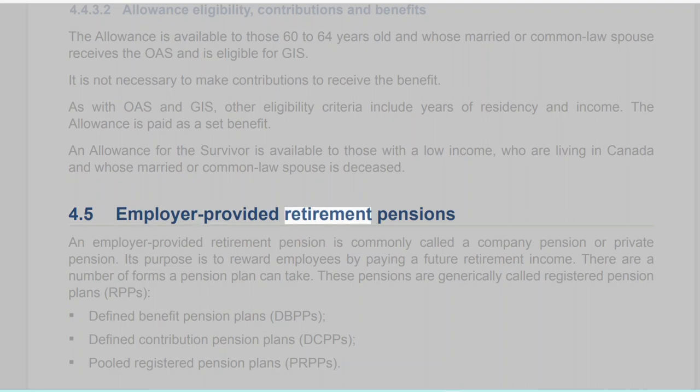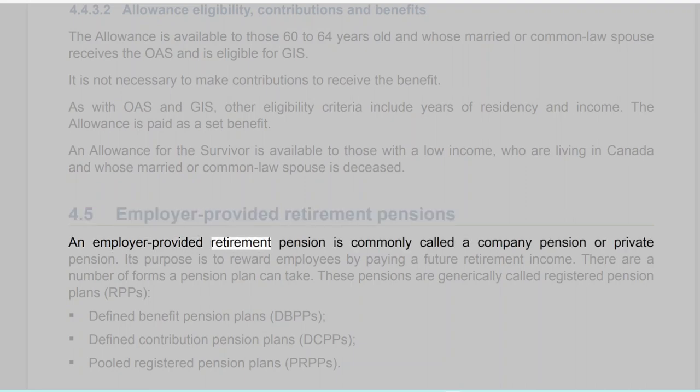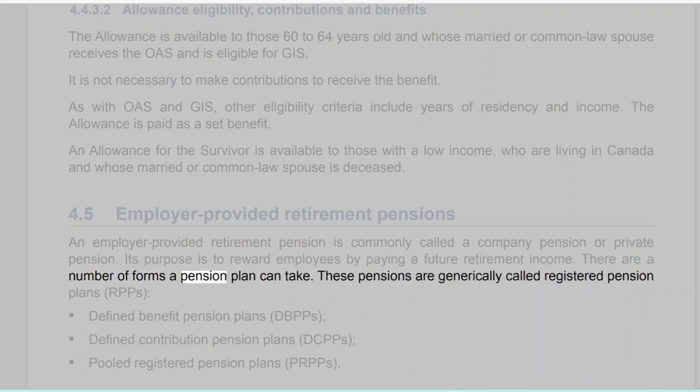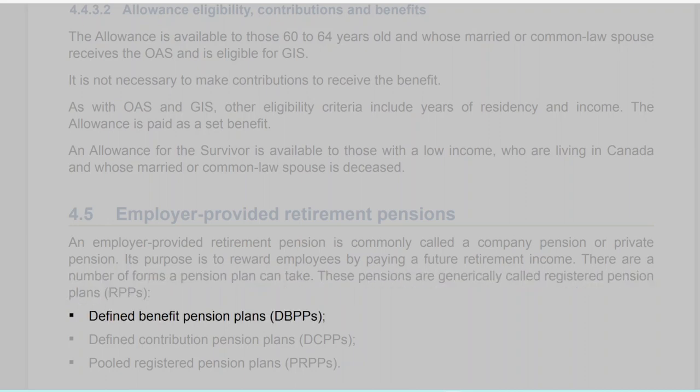4.5 Employer-provided retirement pensions. An employer-provided retirement pension is commonly called a company pension or private pension. Its purpose is to reward employees by paying a future retirement income. There are a number of forms a pension plan can take. These pensions are generically called registered pension plans, RPPs: Defined Benefit Pension Plans, DBPPs; Defined Contribution Pension Plans, DCPPs; and Pooled Registered Pension Plans, PRPPs.